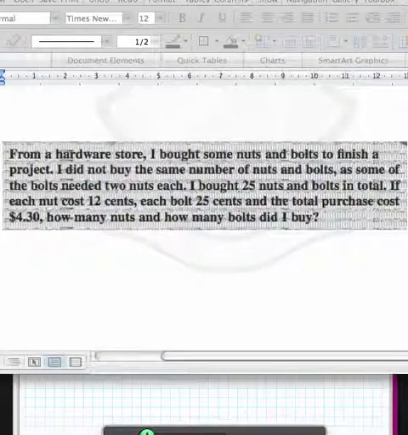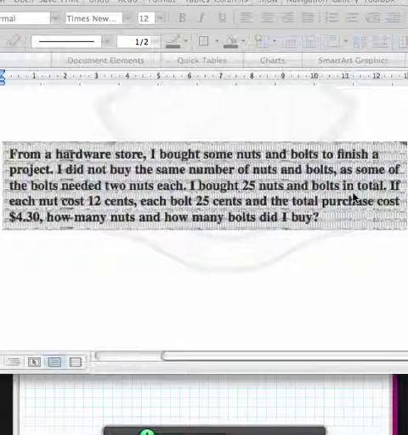Let's try our next question. Now, this is a bit more tricky, but we'll see how we go. Now, from a hardware store, I bought some nuts and bolts to finish a project. I did not buy the same number of nuts and bolts, as some of the bolts needed 2 nuts each. I bought 25 nuts and bolts in total. So keep this sentence in mind. I think there's an equation there.